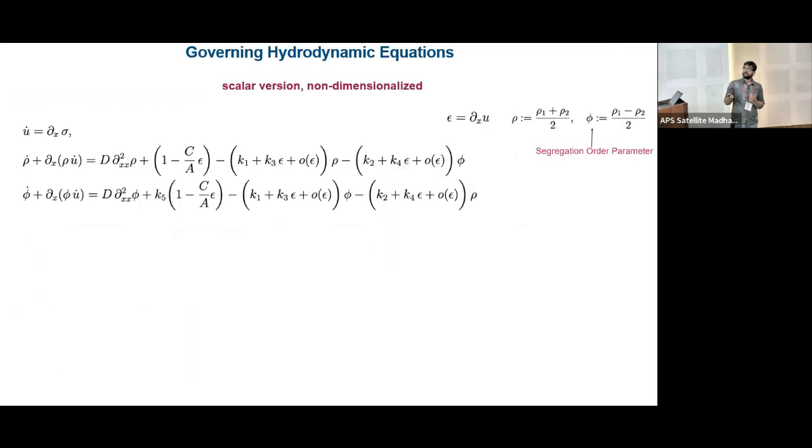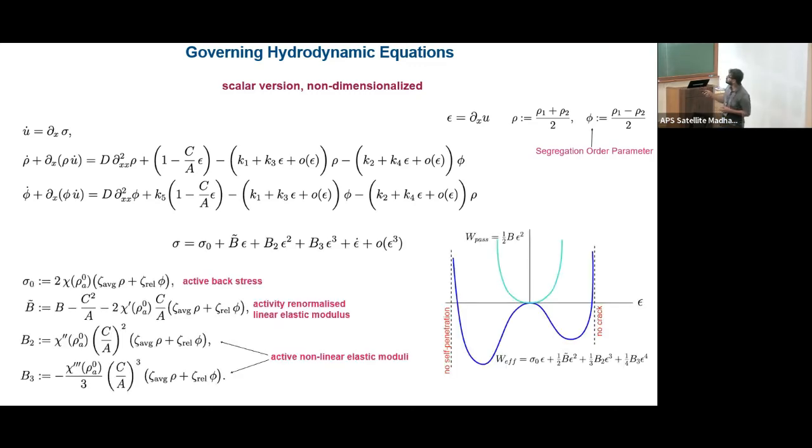We combine these equations into a system of nonlinear reaction diffusion advection equations, and here we are presenting only the scalar non-dimensionalized form for simplicity. We have also recast the equations in terms of two parameters, rho and phi: the average density and the relative density of the stresslets. This relative density is our segregation order parameter, as we are going to study segregation of this system. Phi equal to 0 means it is a uniform mixture, and that uniform mixture should be unstable to spatiotemporal segregation. Then there is the stress field you see here.